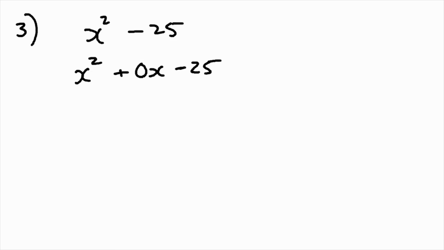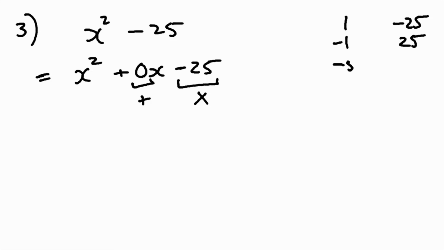Remember, 0x is just the same as saying 0, but we're writing it out like this just to help us with our factorising. So we're looking at two numbers that multiply together to give you minus 25, but add together to give you 0. So writing out our pairs of numbers, 1 and minus 25, -1 and 25.